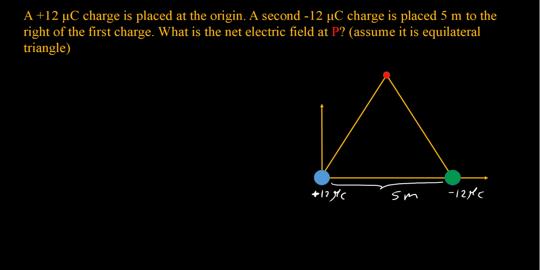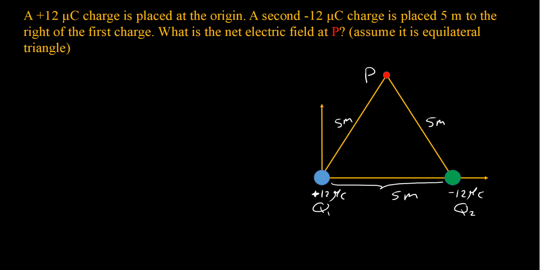Now, what is the net electric field at point P? So this is our point P here, and it says assume it is an equilateral triangle, which means the distance here is also 5 meters, and also here it's 5 meters. I'll call the positive one Q1, and the negative 12 microcoulomb will be our second charge.